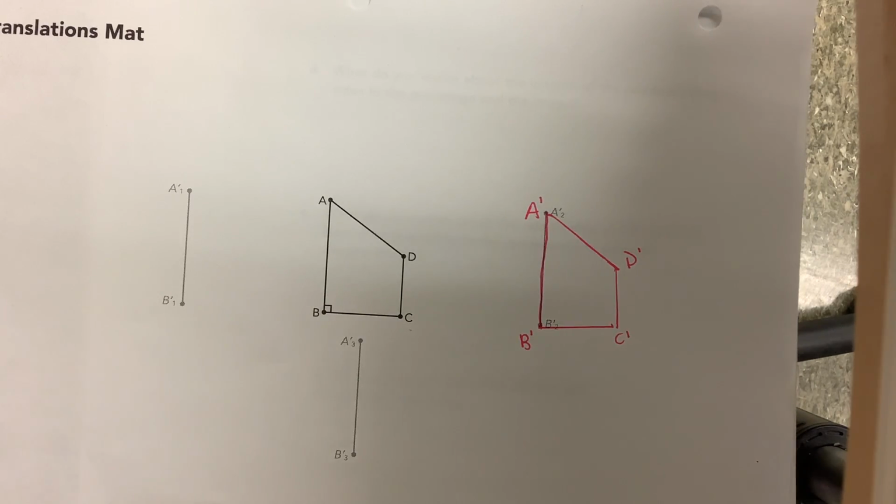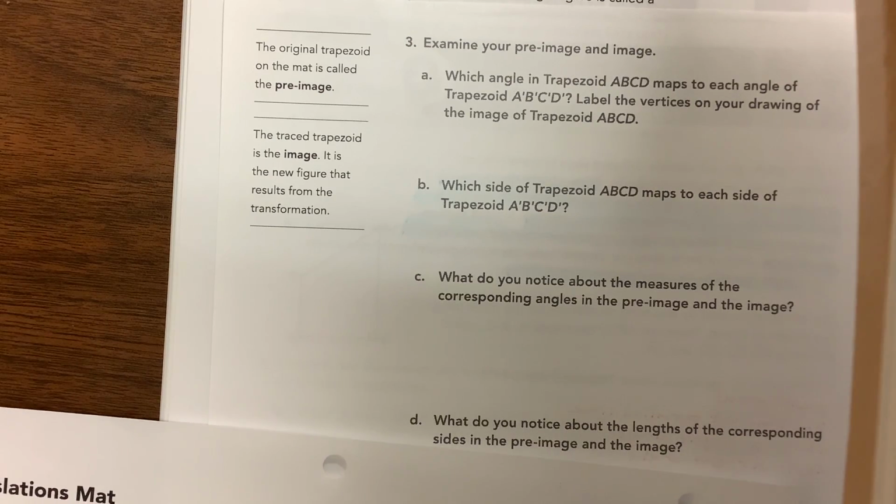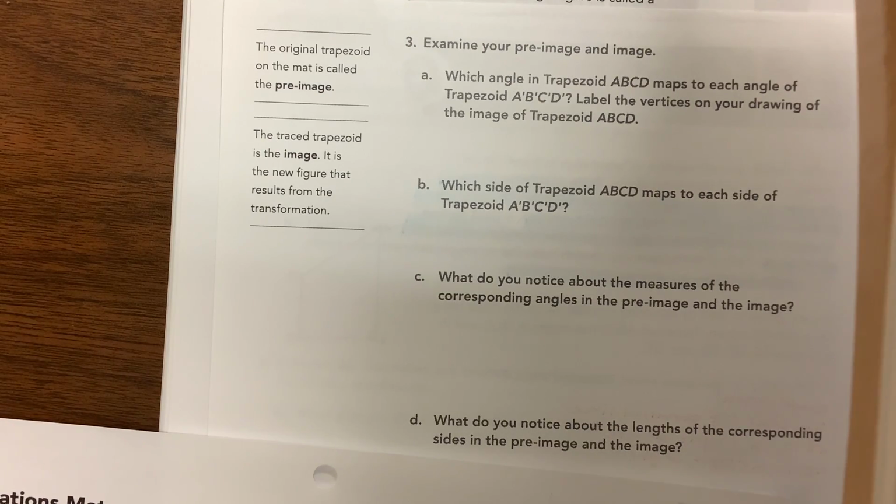Just a recap, if you look on the side right here, it's giving you those definitions. The original trapezoid, the very first trapezoid that you saw, that is what's called the pre-image, your original shape. The traced image, which was the new one we did, is going to just be called the image. That is the new figure that results from the transformation.